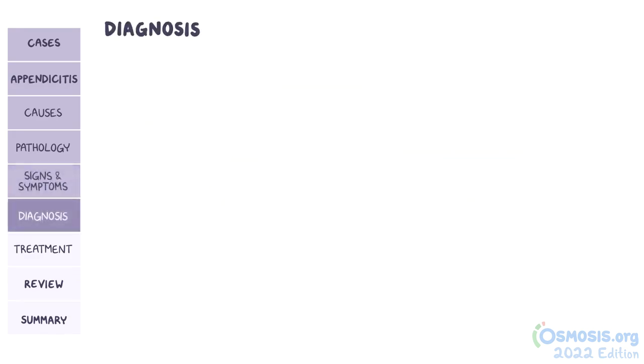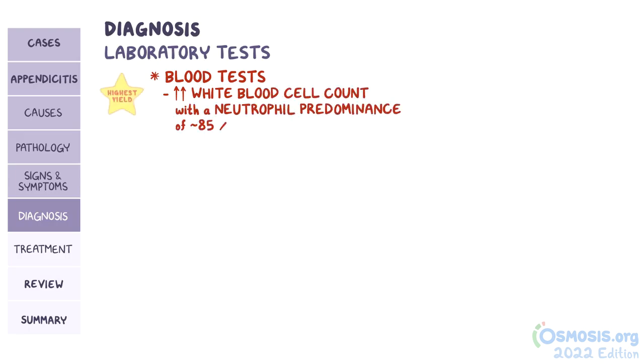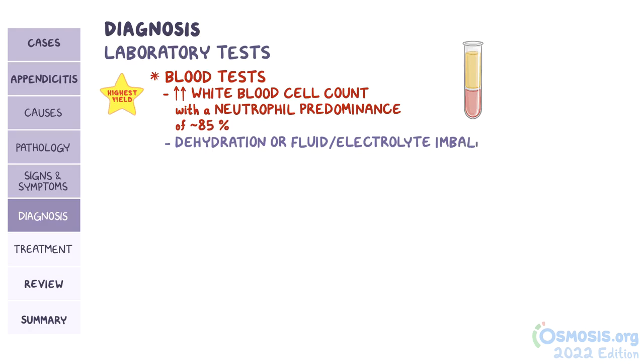Diagnosis of appendicitis can be done with laboratory and imaging tests. For your exam, you need to know that blood tests will show increased white blood cell count with a neutrophil predominance of around 85%. Blood tests may also show dehydration or fluid and electrolyte imbalances. Don't forget that further investigation is needed to rule out other causes of abdominal pain.